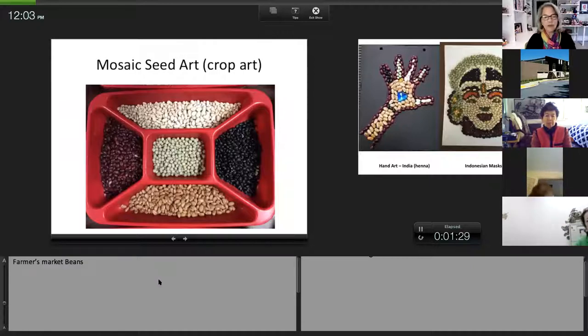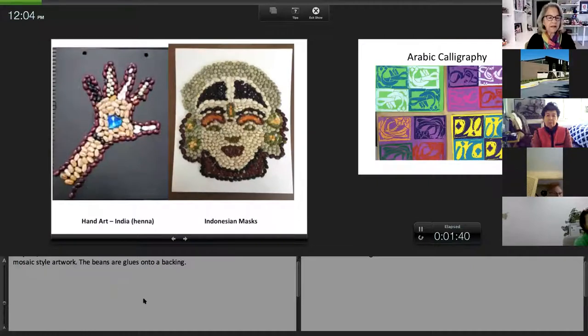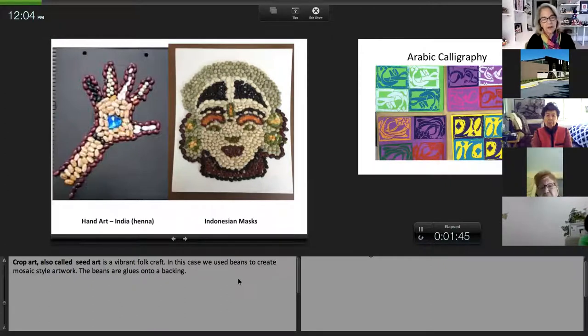Another project I enjoyed, I would make an annual trip to the farmer's market and I would buy lots and lots of beans. And this is called seed or crop art. With these beans, we would create different mosaic style artwork. And mosaic is basically a technique where you glue small objects onto a backing.